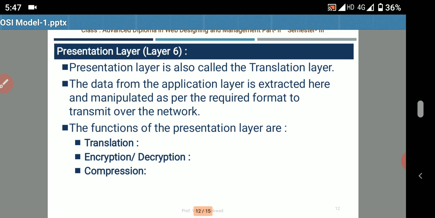So what is encryption and decryption? To secure the data, encryption is done at sender side, and again when the message is received at the receiver side, the message is decrypted. So we get all the text as it is. The original text we get at receiver side. So the data is decrypted at the receiver side.